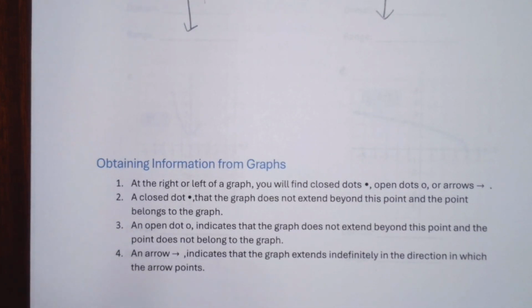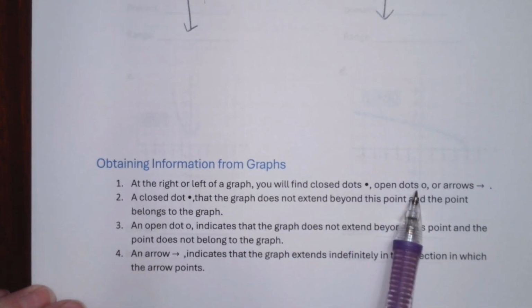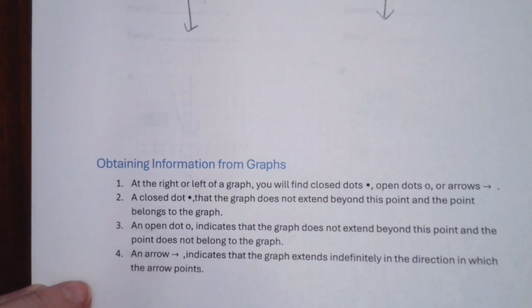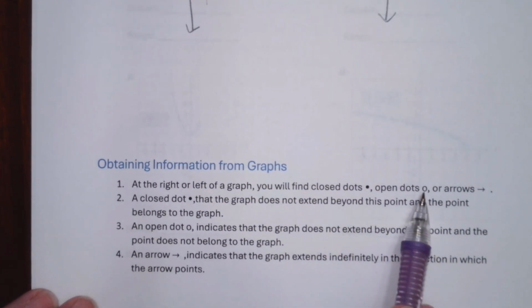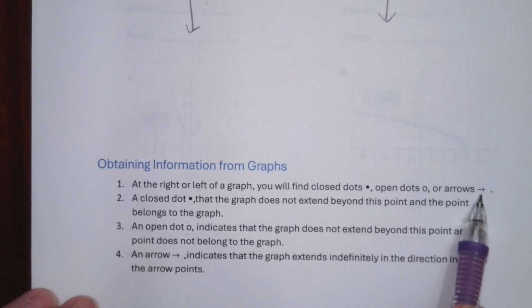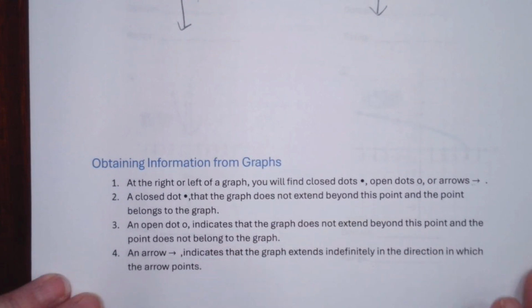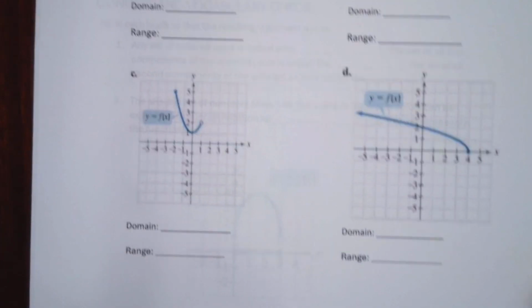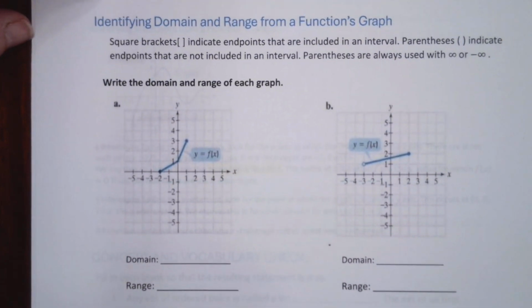This says down here some information about closed dots and open dots and arrows. A closed dot means that it can equal that number, an open dot means that it cannot, and arrows mean that it extends to infinity. This information is also in your textbook, but I'm going to move on so we can practice. I'm going to let you read that. You can always stop the video and read.